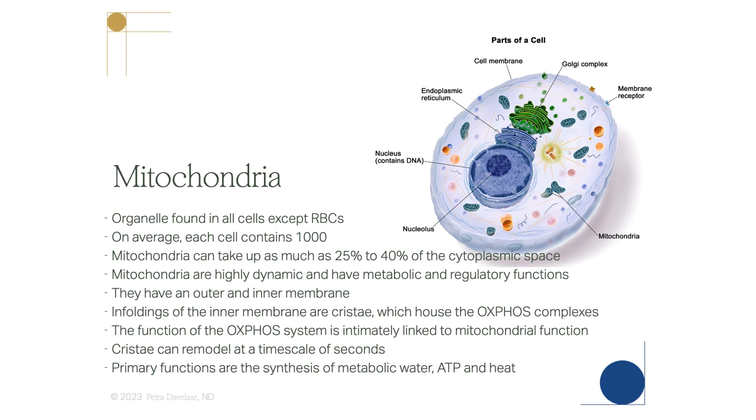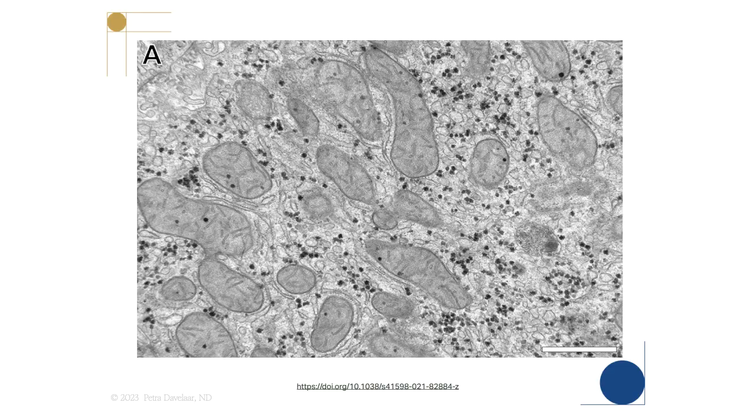They have an outer and inner membrane, and the infoldings of the inner membrane are called cristae, which house the OX-phos complexes. The efficiency of the OX-phos system is intimately linked to the mitochondrial function. OX-phos stands for oxidative phosphorylation. Primary functions of mitochondria are the synthesis of metabolic water, ATP generation, and heat production.